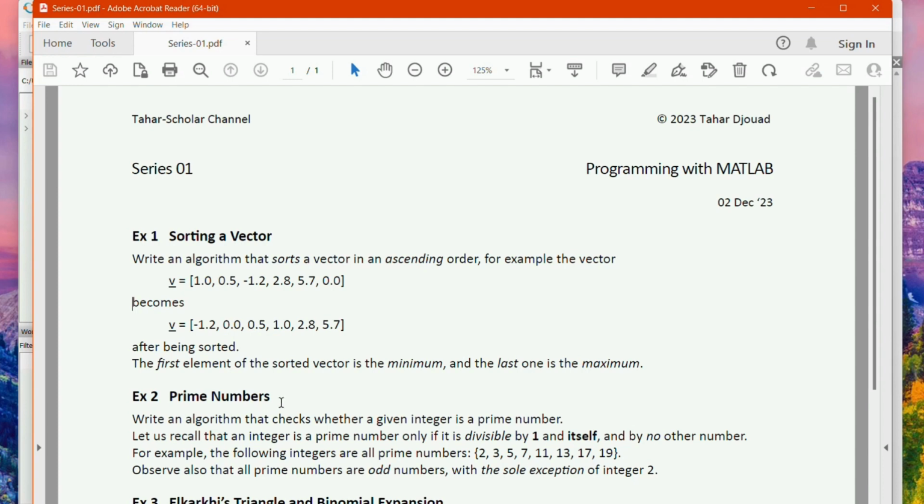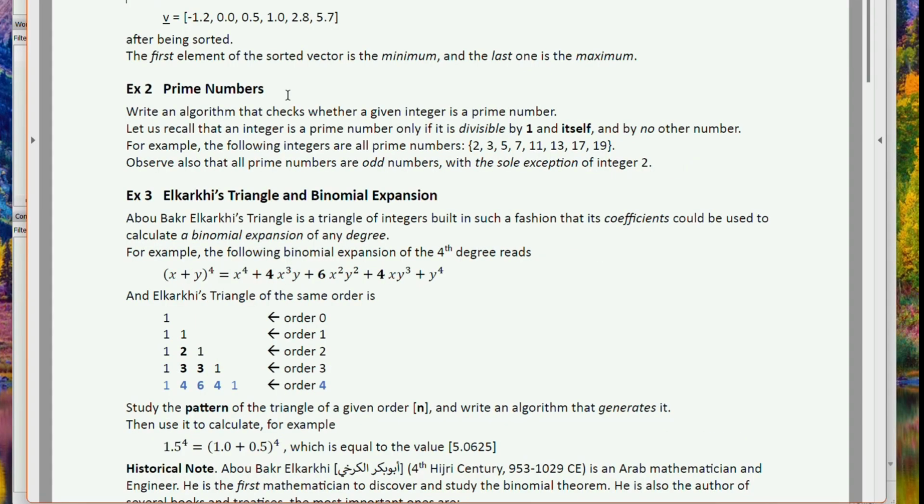And the second exercise is about prime numbers. Write an algorithm that checks whether a given integer is a prime number. Let us recall that an integer is a prime number only if it is divisible by 1 and itself, and by no other number. So it has only 2 divisors, itself and 1. For example, the following integers are all prime numbers. These are the first prime numbers: 2, 3, 5, 7, 11, 13, 17, 19, etc.